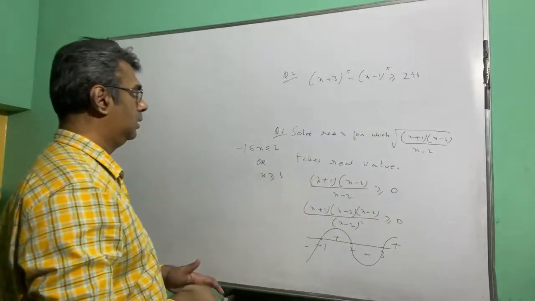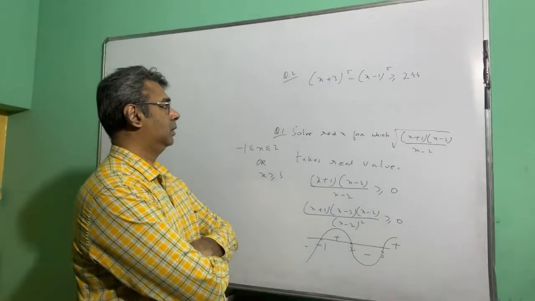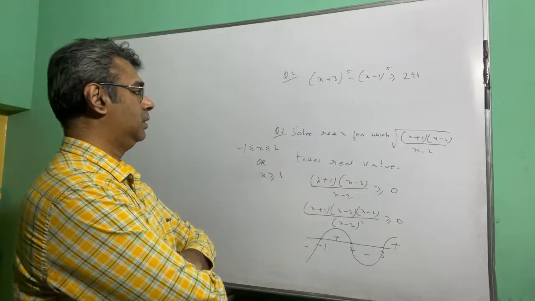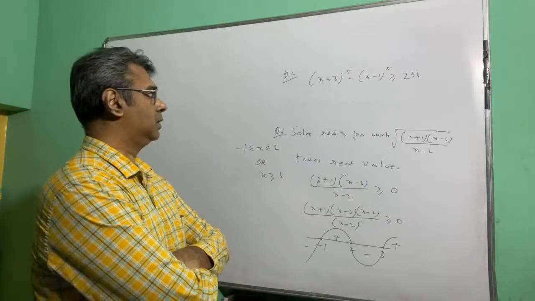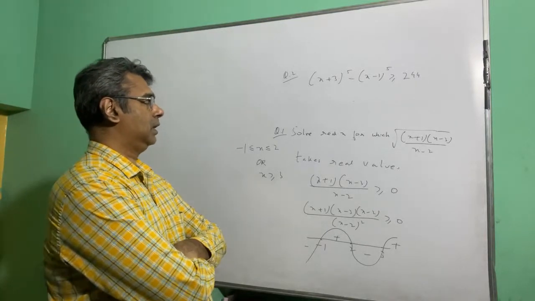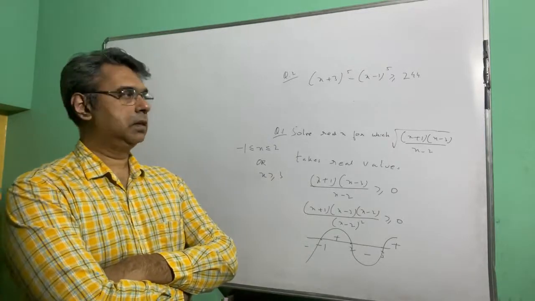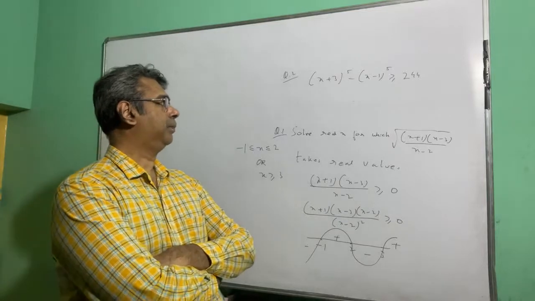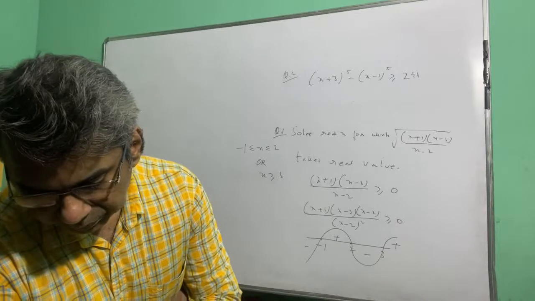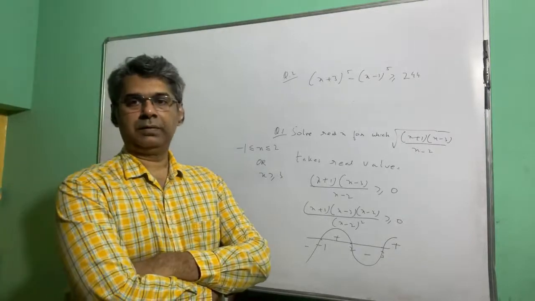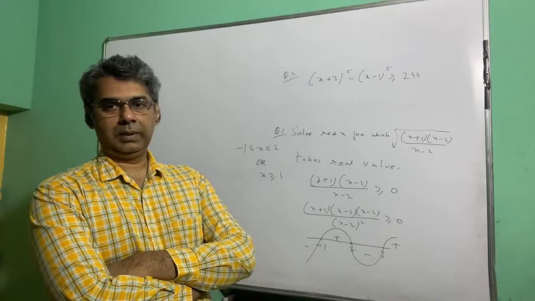Suppose you have (x plus 3) to the power 5 minus (x minus 1) to the power 5 is greater than or equal to 244. Suppose you have an inequality like this. Now obviously you can see that it is power 5, so it's like a very big expression. You'll have to use binomial and all.